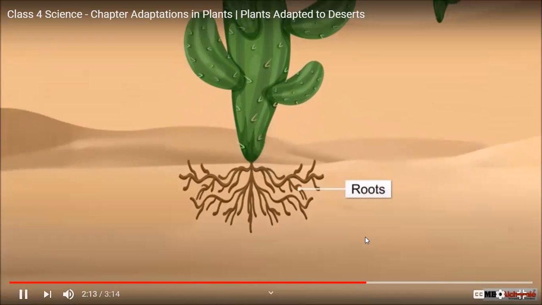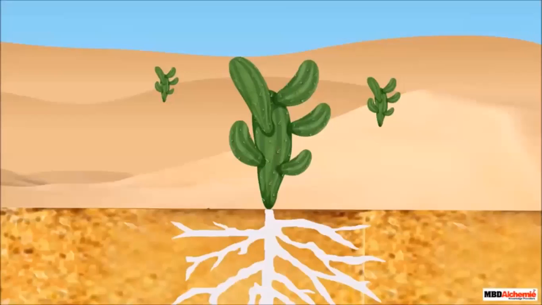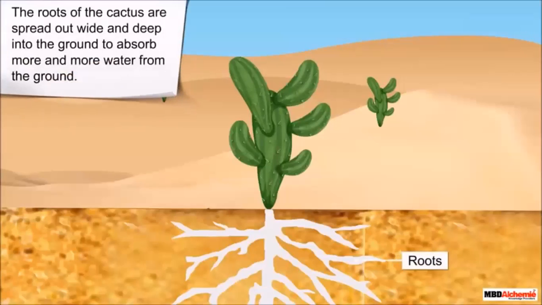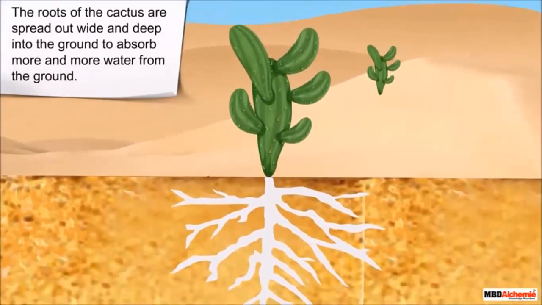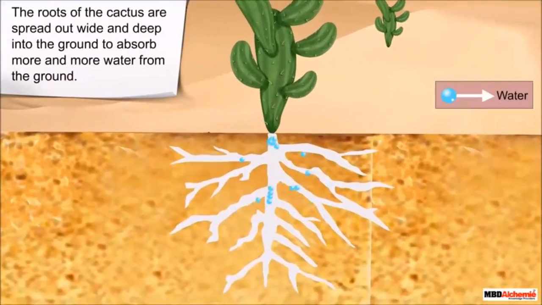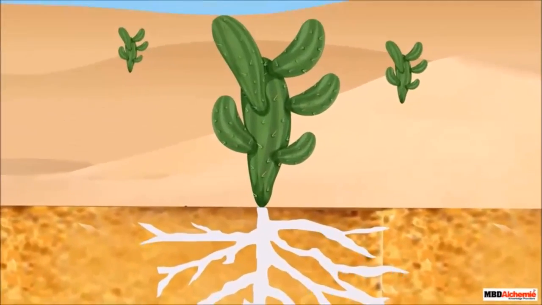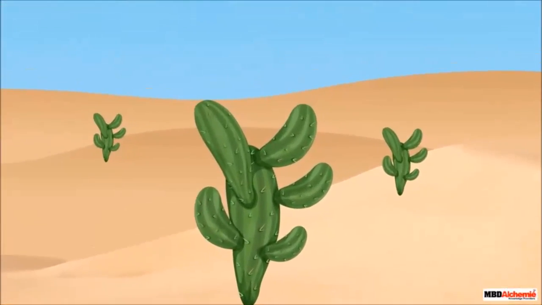The roots of the cactus are also adapted to the desert. The roots are spread out wide and deep into the ground. This helps the plants to absorb more and more water from the ground. With the help of all these adaptations, a cactus survives in deserts.